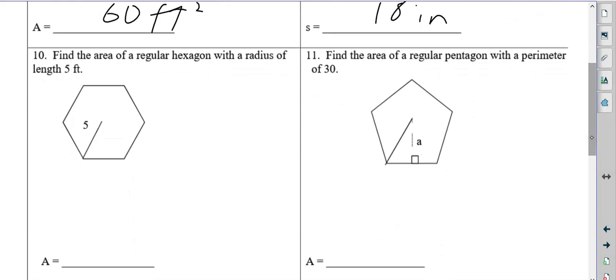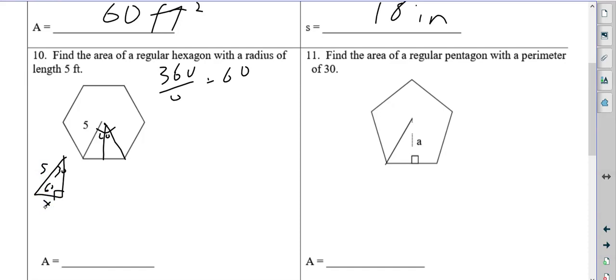Find the area of the regular polygon with a radius of length of 5. Okay, so a little bit of math here to do. So we do 360 divided by 6 and get 60. So this right here is 60 degrees. But remember, we're going to need to split it. So I like to draw my triangle separate. Which makes this 30, this 60, and this 90. Which means this is 5. And we're trying to find this right here.